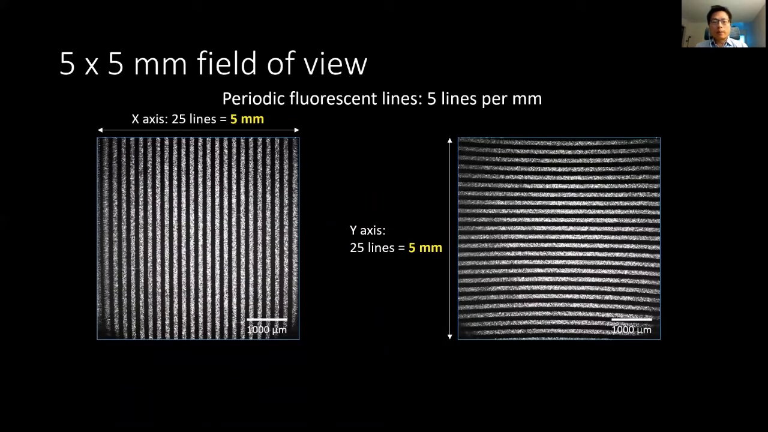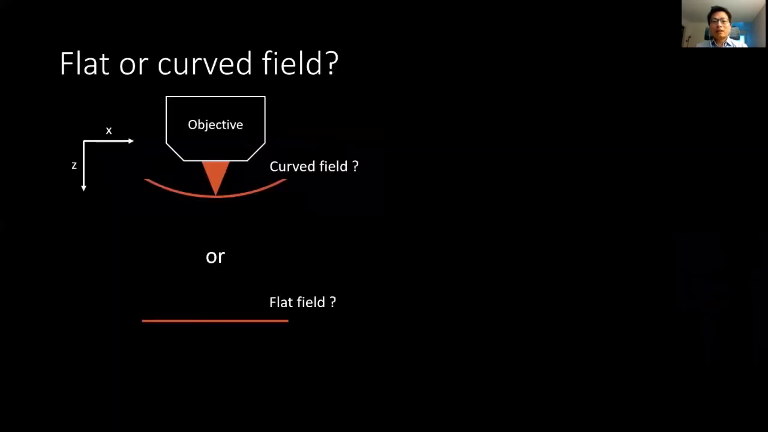After we set up the system, we first tested Diesel2P's field of view by imaging a fluorescent sample with periodic lines on it. The periodicity is 5 lines per millimeter. And from the images, we can count 25 lines along both the X direction and the Y direction, and they are equal to 5 millimeters in length on each side. And the result demonstrates that the Diesel2P system indeed has a 5x5 millimeter field of view, consistent with the nominal model performance.